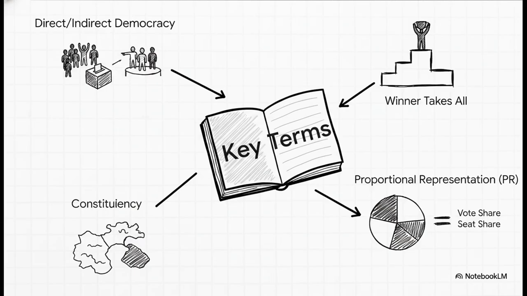Ready? Let's do this. Direct democracy: everybody votes on everything. Indirect democracy: we vote for people to vote for us. That whole system is called representation. The area you vote in, that's your constituency. The winner-takes-all race is first past the post. And the system where vote share equals seat share, that's proportional representation. Got it? Good. If you know those, you're in great shape.